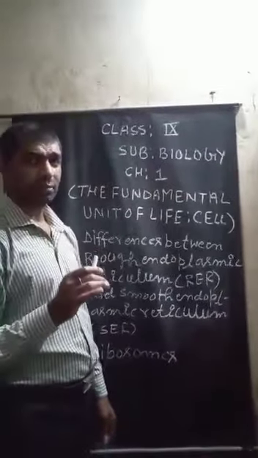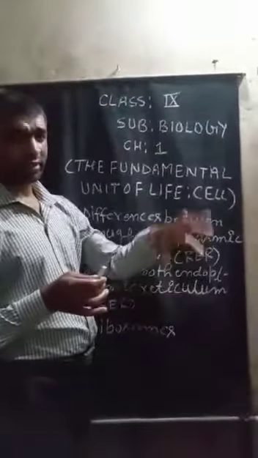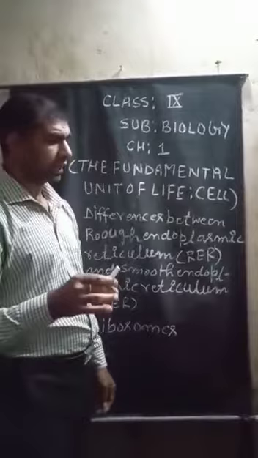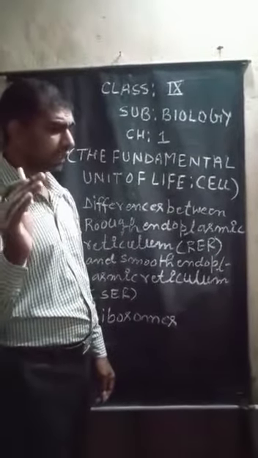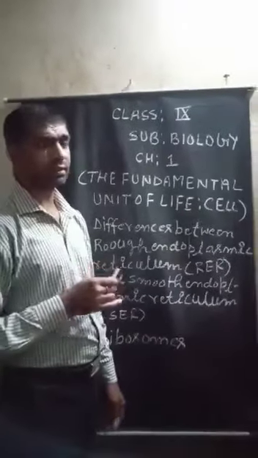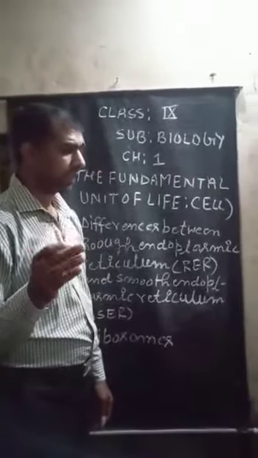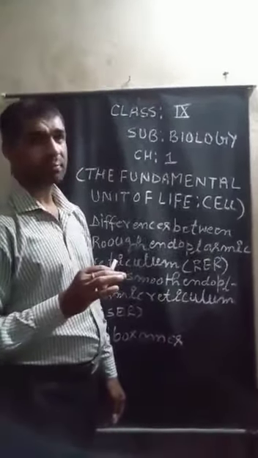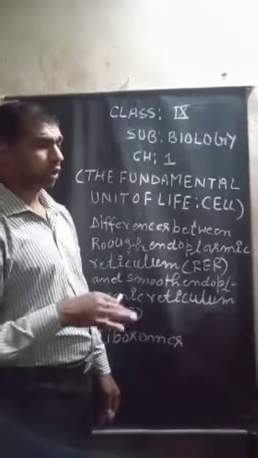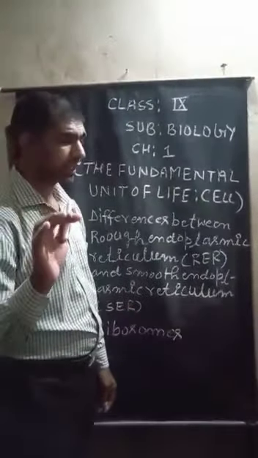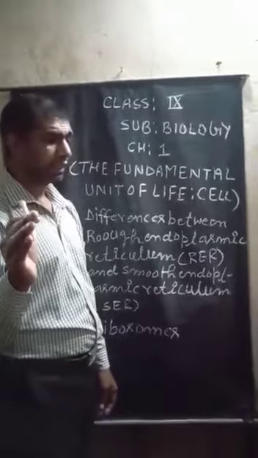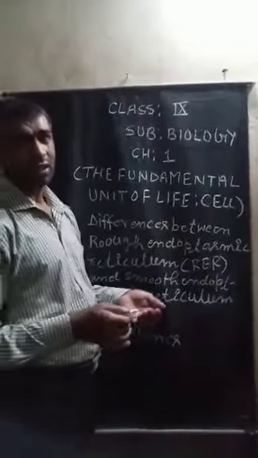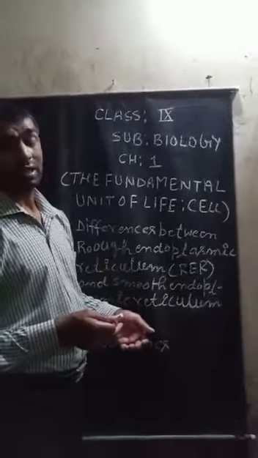My last point in the difference: rough endoplasmic reticulum is present in exocrine pancreatic cells and antibody secreting plasma cells. But smooth endoplasmic reticulum is present in the liver and Leydig cells of testes. Testes are the reproductive organs in males.